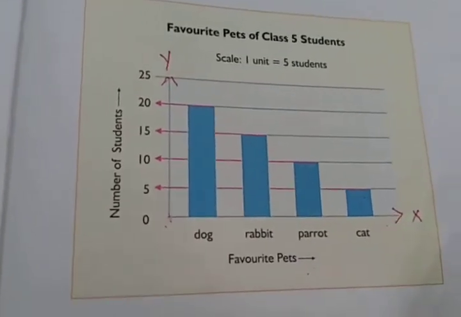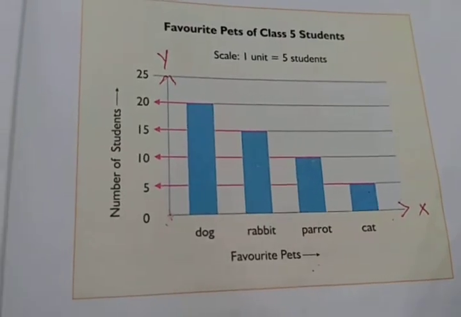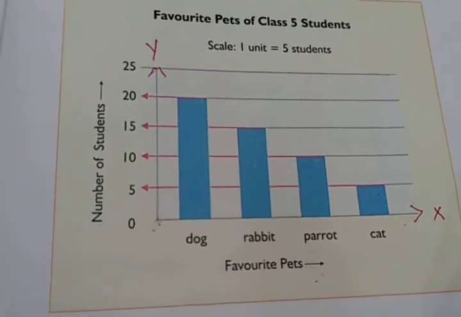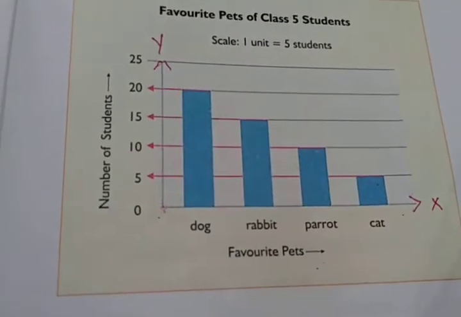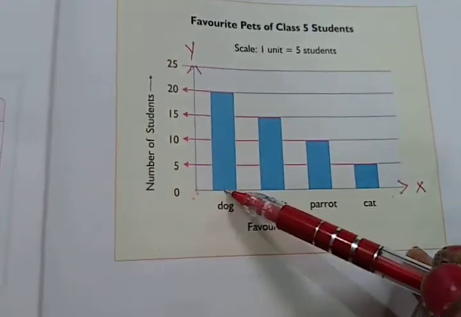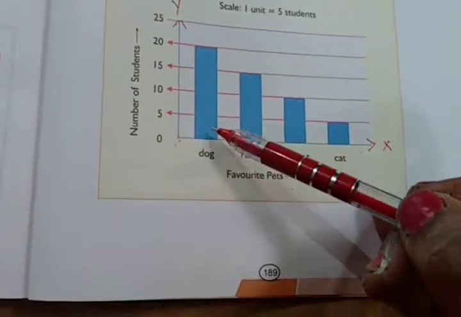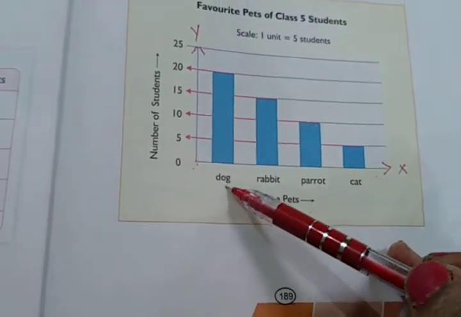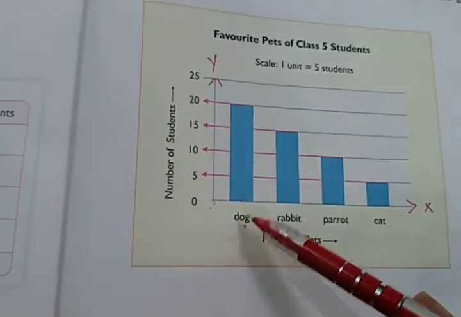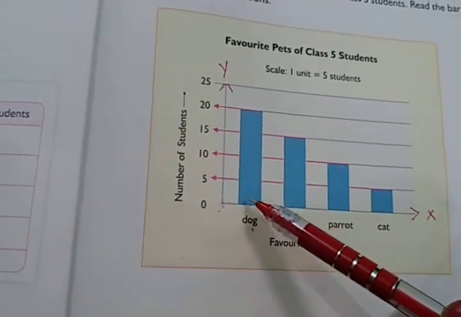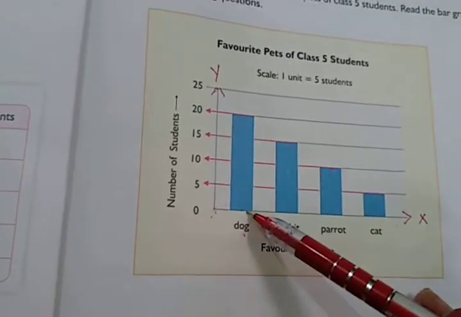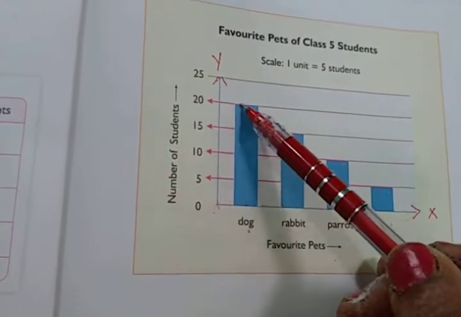So when you look at this bar graph, which is the highest bar here? This is the highest vertical bar. So it is for dog. From here we can conclude that dog is the favorite pet of the maximum number of students. Maximum students, how many? 20.